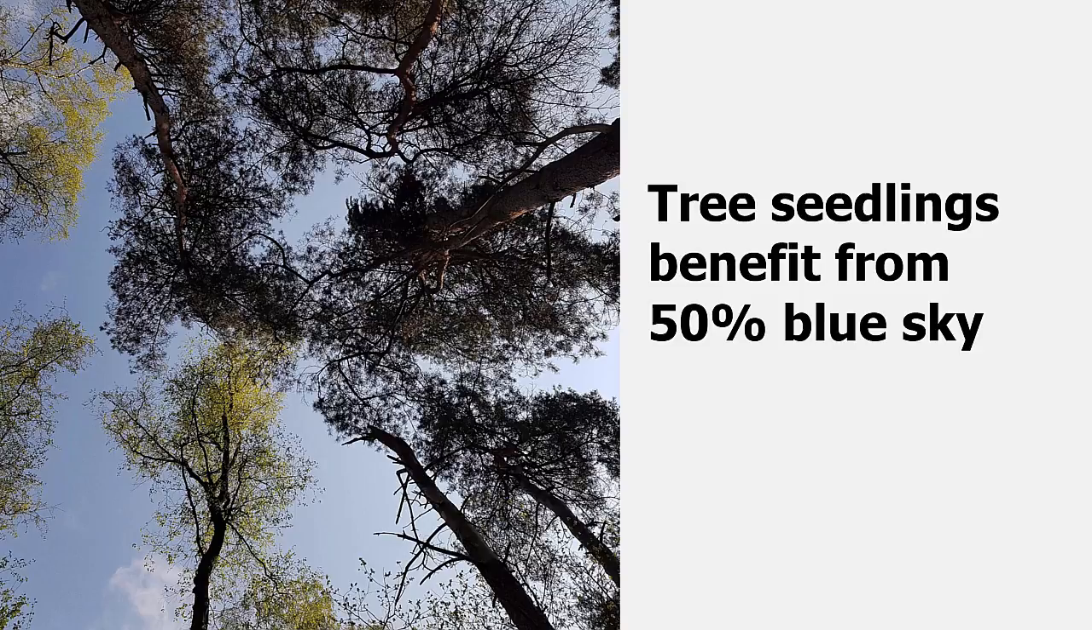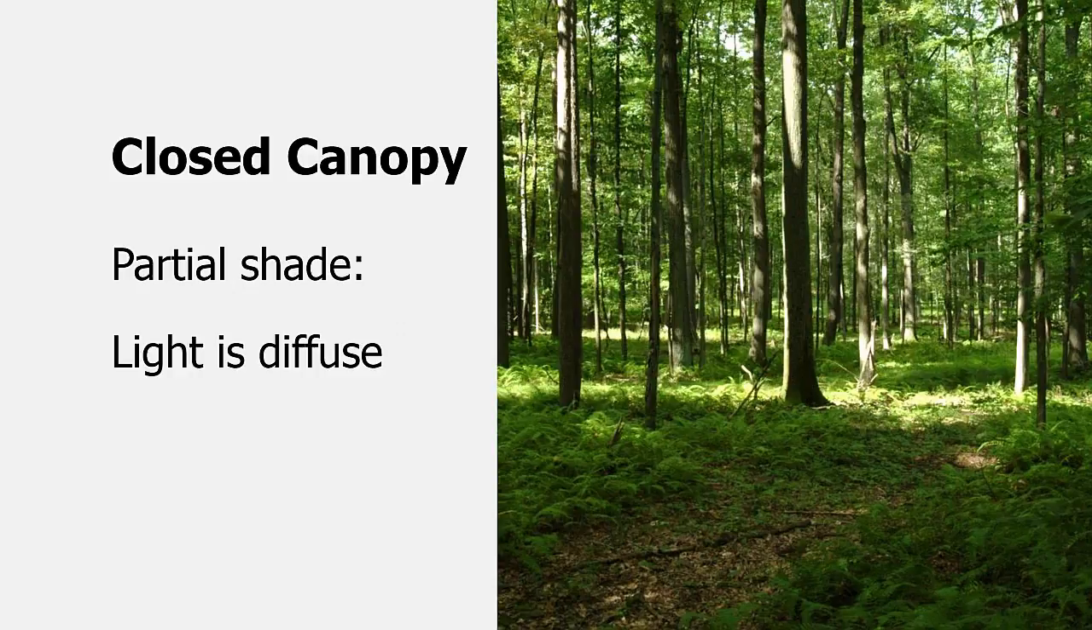Most tree seedlings benefit from at least 50% blue sky. Thus, management decisions must consider the competition for light resources. In a closed canopy forest, light reaching the forest floor is normally of two types. In partial shade, the light is diffuse or scattered, and there may not be enough light for seedlings to carry on photosynthesis effectively.